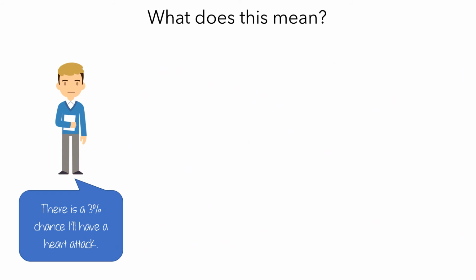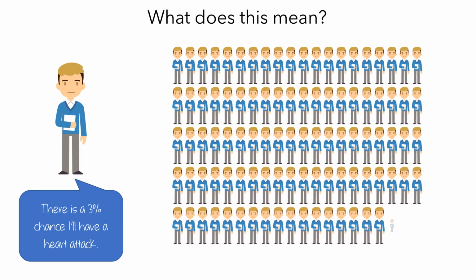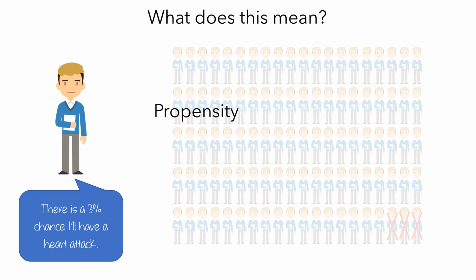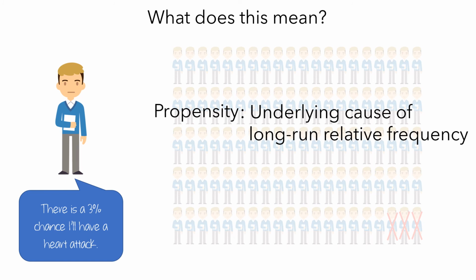Now, what about this last one? This person says there is a 3% chance that they'll have a heart attack. At first, it sounds like the frequentist notion. But for it to be frequentist, that would mean that there were a whole lot of exact copies of this one person, and 3% of the copies randomly had heart attacks. And that isn't what this 3% means, because there is only one of this person, and they either will or won't have a heart attack. This person is using the idea of a propensity, which is trying to say something about the underlying cause of the long-run relative frequency. Propensities are useful, but they aren't used in statistics.